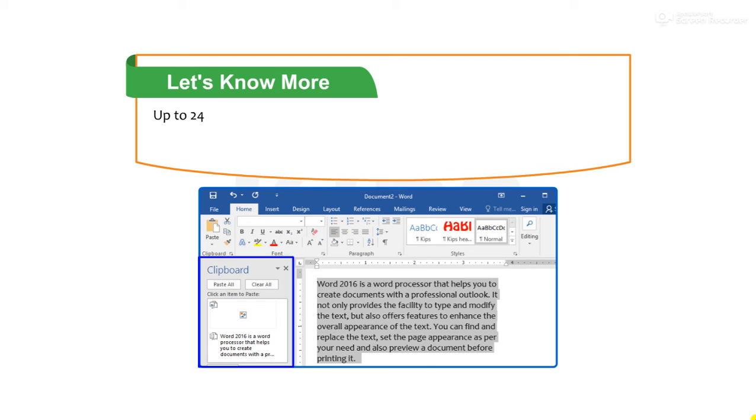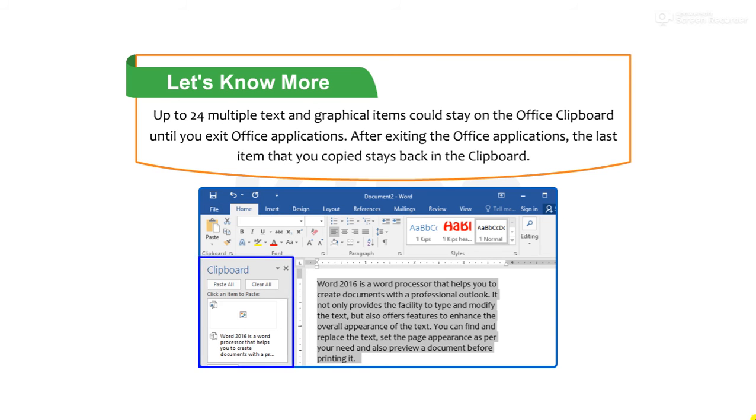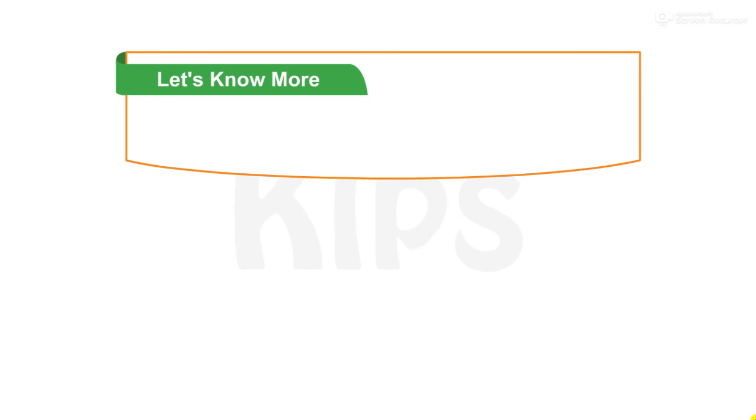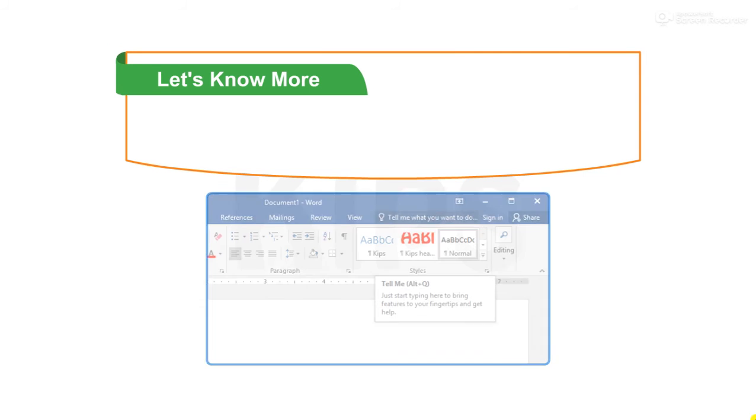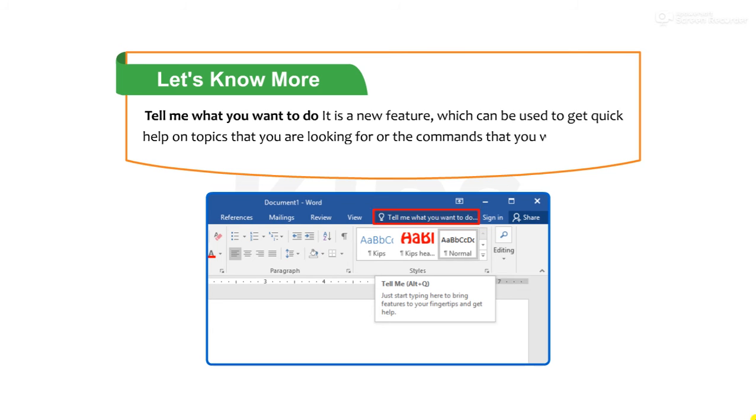Up to 24 multiple text and graphical items could stay on the Office clipboard until you exit Office applications. After exiting the Office application, the last item that you copied stays back in the clipboard. Another interesting option in MS Word 2016 is Tell Me What You Want to Do. It is a new feature which can be used to get quick help on topics that you are looking for or the commands that you want to use in your document.